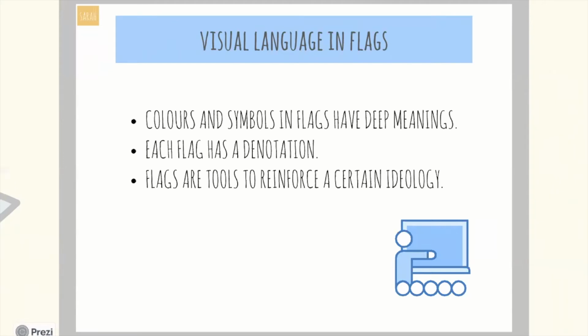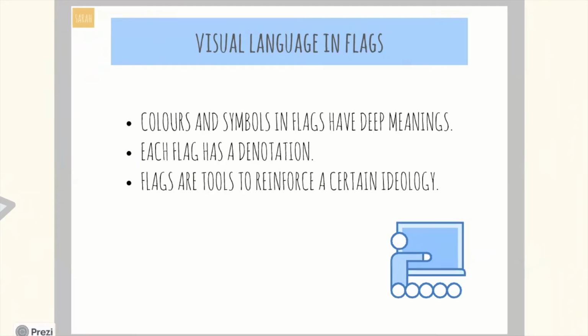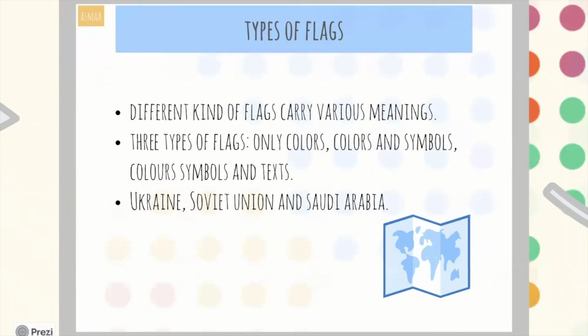Now we are going to explain the types of flags according to their visual structure, and then we are going to give some examples and show how they visually create the sense of identity and belonging. There are several types of flags with various designs and symbols that carry different meanings and messages. However, the most common types of flags are 3.